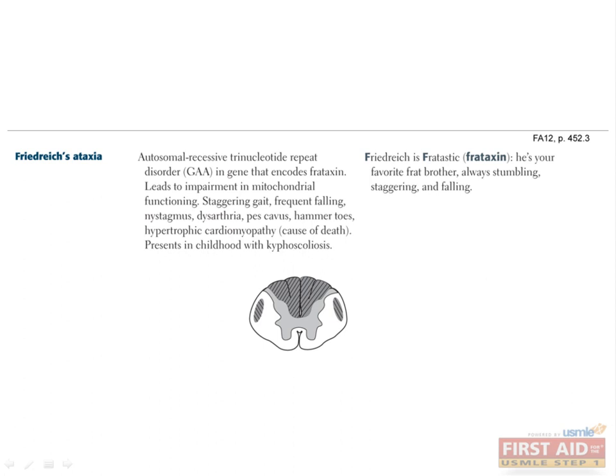Here we have Friedreich's ataxia. It's caused by a trinucleotide repeat, GAA, in the gene encoding frataxin. What's another trinucleotide repeat disorder? Well, we had just discussed Huntington's disease. Now, like Huntington's, Friedreich's ataxia displays anticipation. However, Huntington's disease is autosomal dominant inherited, while Friedreich's is autosomal recessive.